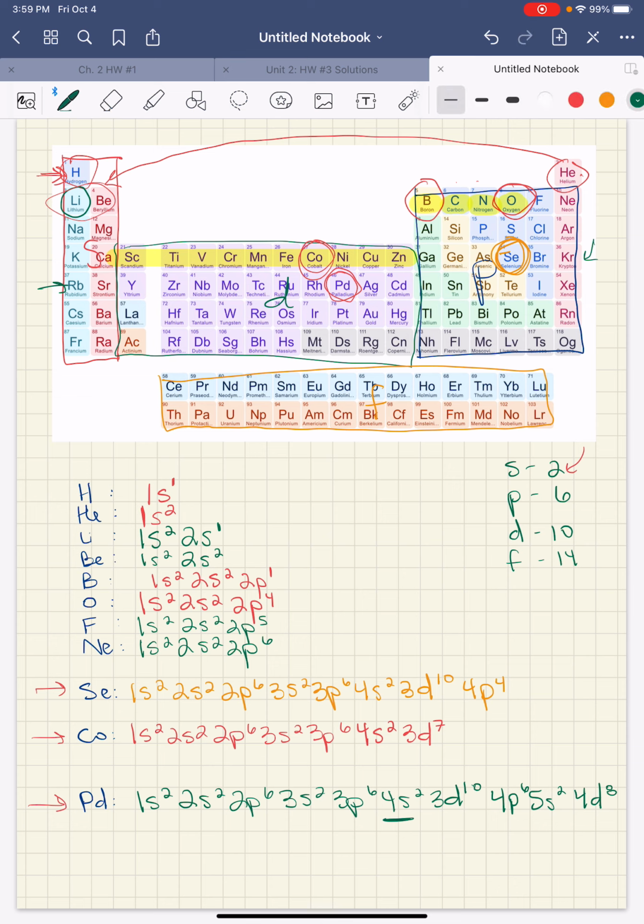for the electron configurations. I hope this is a good refresher and that it helps electron configurations make a little bit more sense, but I will be ready to answer your questions on Tuesday morning.